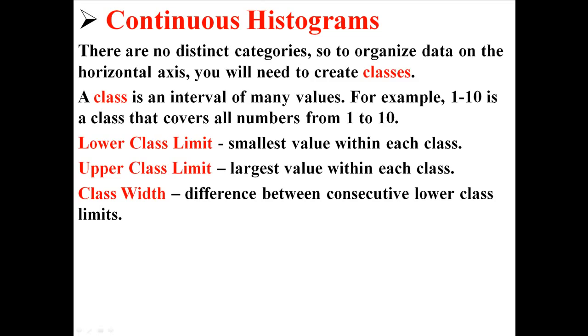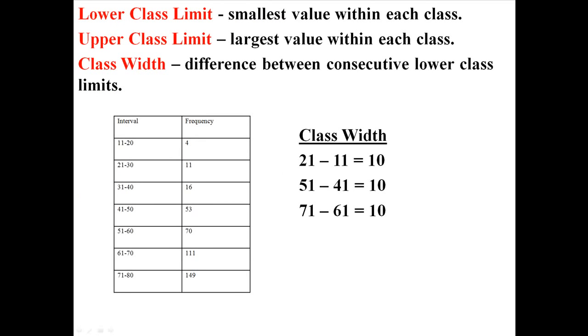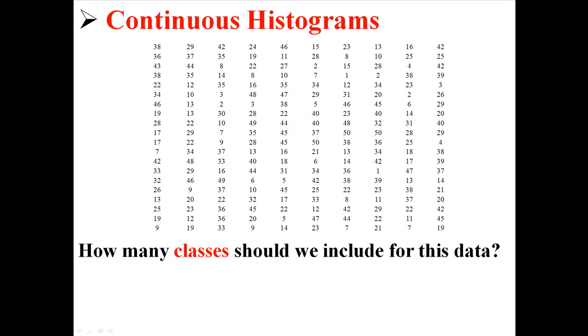So let me show you what I'm talking about. Imagine you have a frequency table like this, and you have it organized into intervals. This is just a sample. This isn't the example I was doing before. But you can see that, like for the first one, the lower class limit is 11, the upper class limit is 20, and then the next one, the lower class limit is 21, the upper class limit is 30, and our class widths are always 10, because whenever you're subtracting consecutive lower class limits, you end up with 10, as shown there.